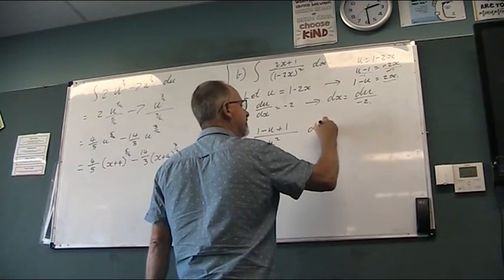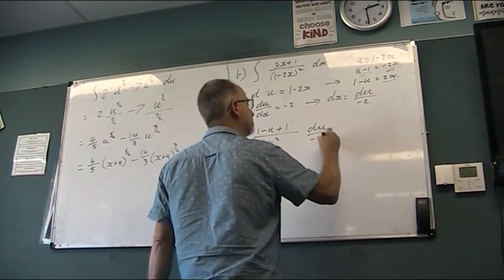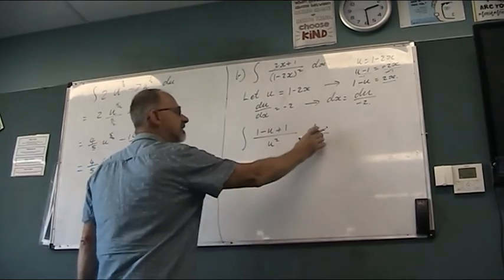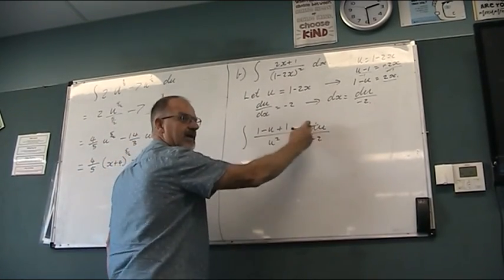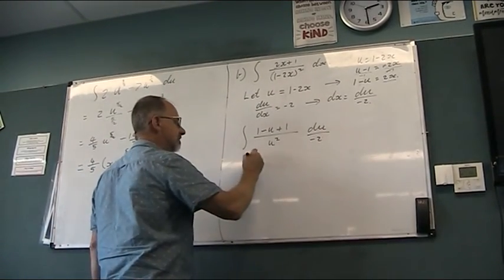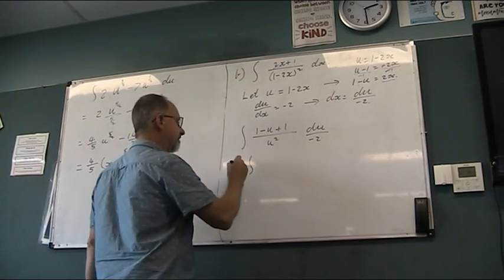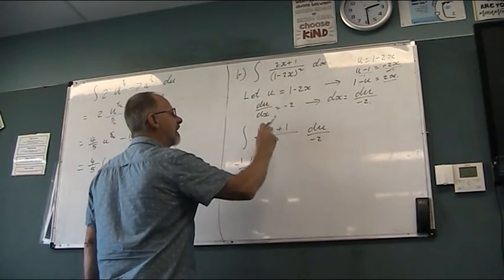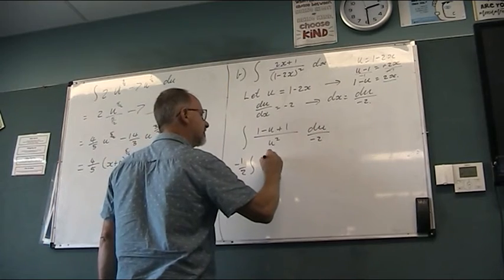dx is du over negative 2. You can do that part. All right, what can we do? It's negative 2, what am I going to do with that? Stick it at the front, yep. Negative half. 1 plus 1 is 2, so we've got 2 minus u.